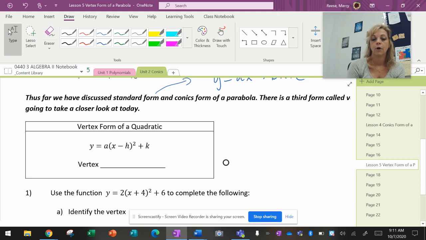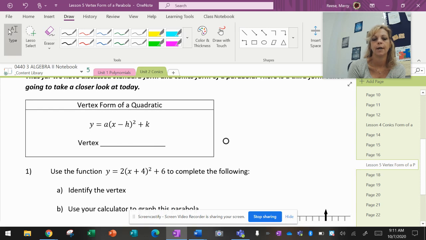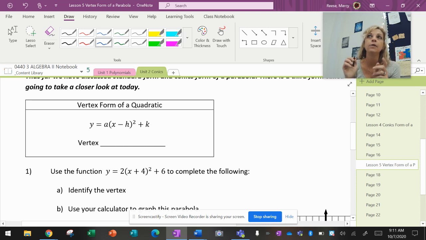So the vertex form is the one we're going to focus on today. If you remember from Algebra 1, it is y equals a(x minus h) squared plus k. Now, these are for quadratics that are x squared. We haven't seen the vertex form when it's y squared. So what you're going to see today is all going to be parabolas that are focused on an x squared, so they either open up or down. You're not going to see any sideways in vertex form.